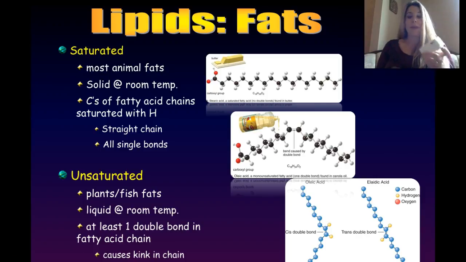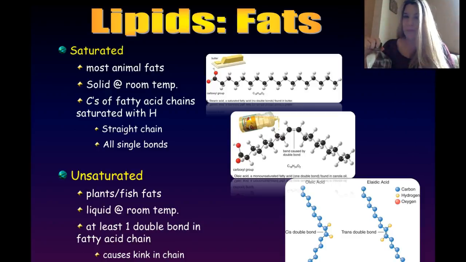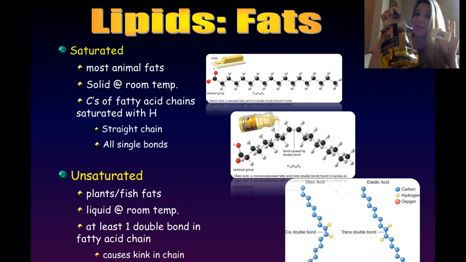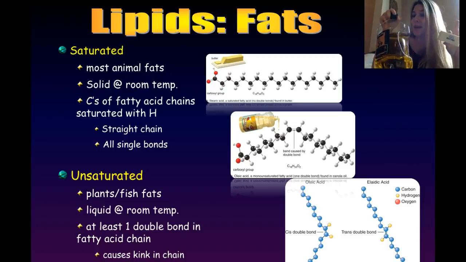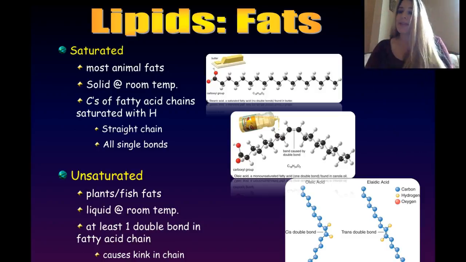Okay, butter, olive oil. Which one is better for you? Well, let's look at the biochemistry to answer that question. You probably already have an idea. You've probably heard them say, oh, well, cook with olive oil, it's healthier. But let's see why this is actually.